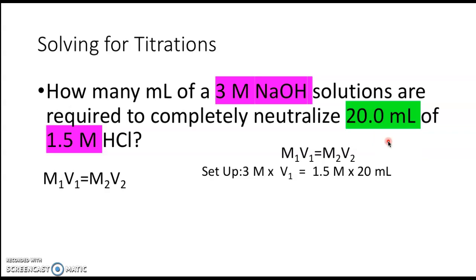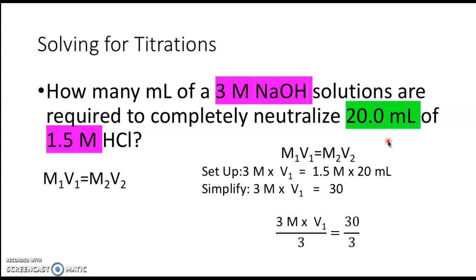Then we're going to simplify. 1.5 times 20 milliliters, we get 30 on my right side. And we get 3 molar times V1 on my left side. Now, we want to get V1 by itself, so we're going to divide both sides by our 3 molar. And when we divide each side by our 3 molar, V1 should finally be by itself. And our answer should be 10 milliliters. And that is how we do this.